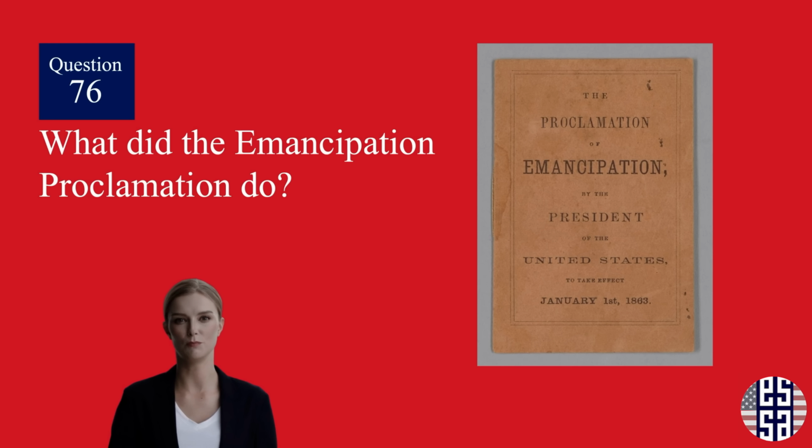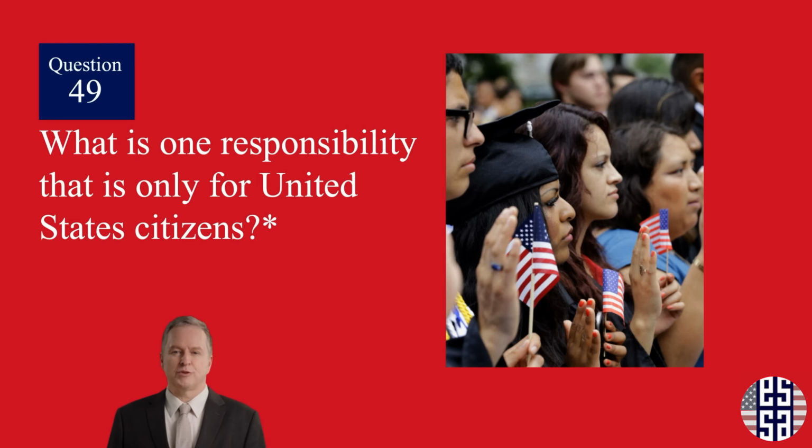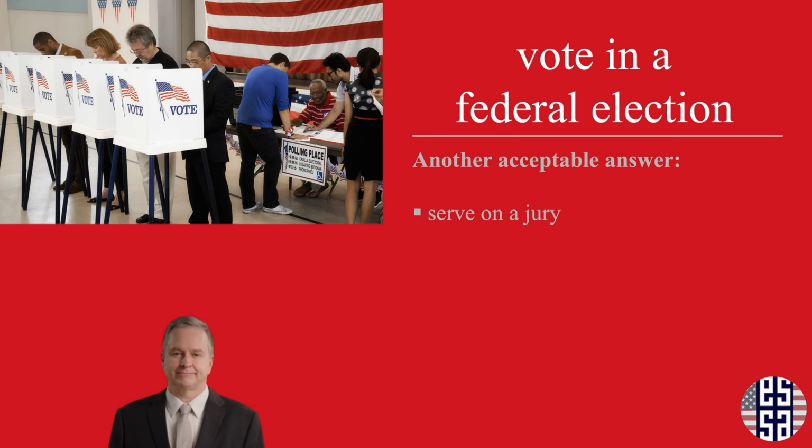What did the Emancipation Proclamation do? Freed the slaves. Other acceptable answers are freed slaves in the Confederacy, freed slaves in the Confederate States, or freed slaves in most southern states. But you can just say freed the slaves. What is one responsibility that is only for United States citizens? Vote in a federal election. Another acceptable answer is to serve on a jury. But it is easiest to remember, vote in a federal election.